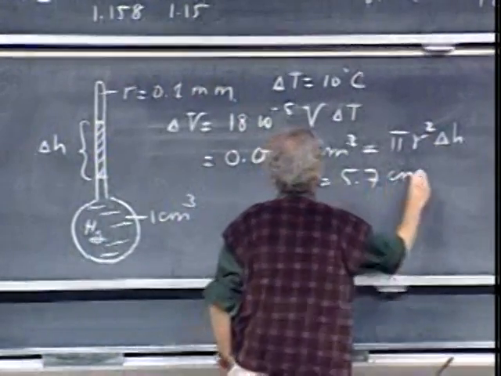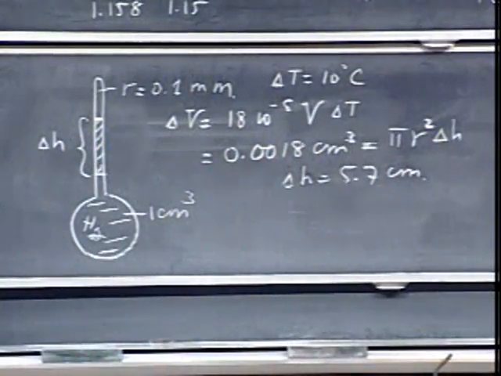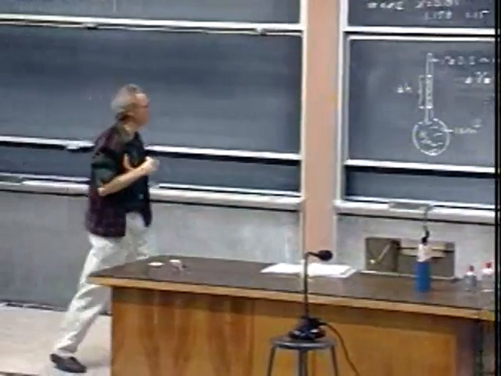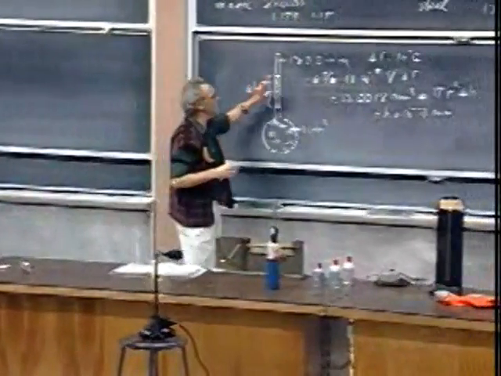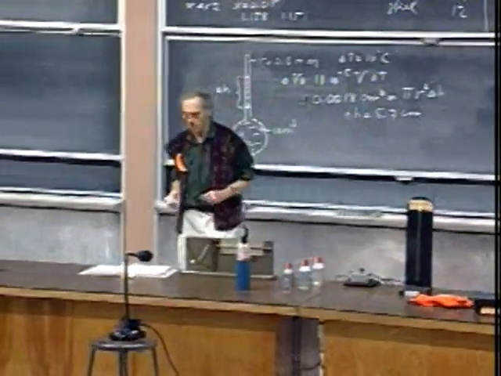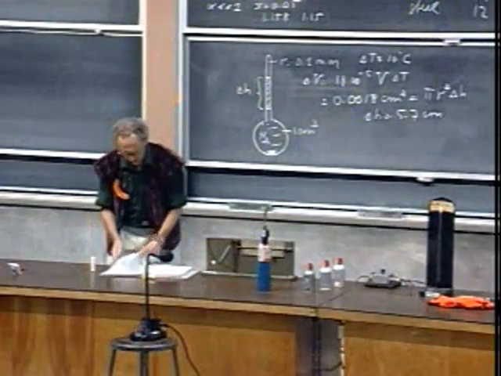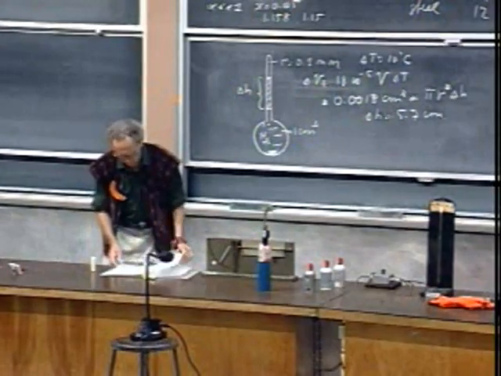That's huge. That's very easy to see. For 10 degrees increase in temperature, you get 5.7 centimeters. So for 1 degree centigrade, you would get 6 millimeters. It's very easy to see. And so that's the idea behind a mercury thermometer.